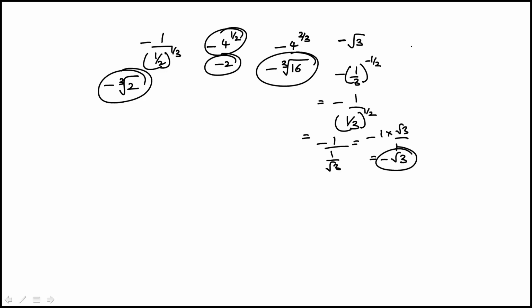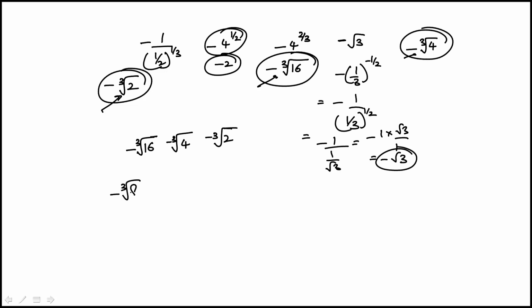And then finally, this one will be minus of cube root of 4. So this is what we have to compare. Now, we notice 3 of them are cube roots, and the ranking will be in this way. Minus cube root of 16 will be more to the left, and then minus cube root of 4, and then minus cube root of 2. We also know minus of cube root of 8 would be -2, which is this guy here. So we expect that to fall here.